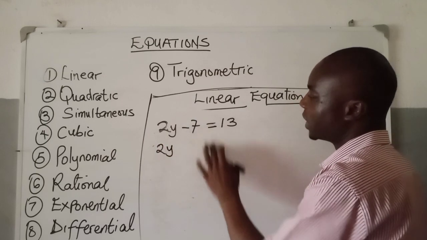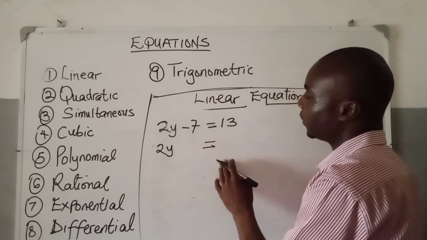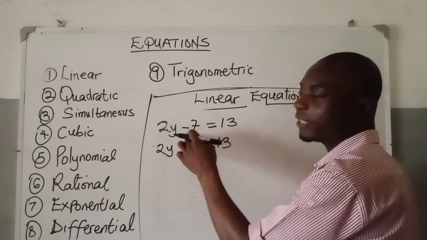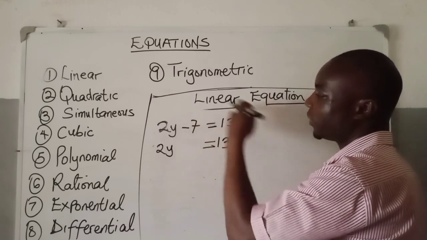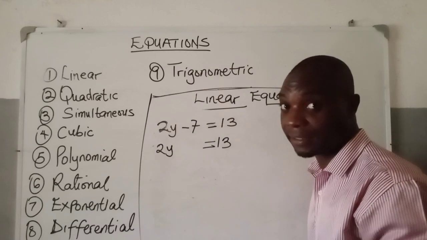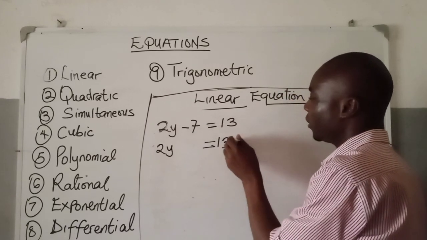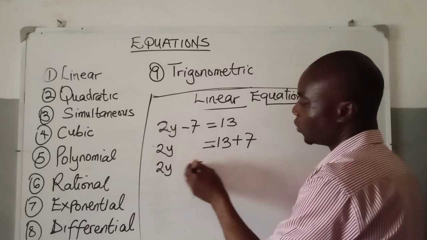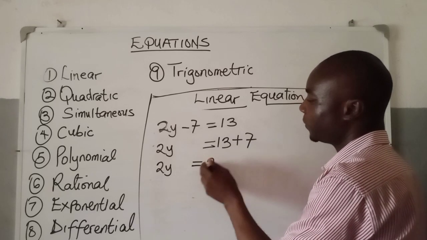Then we'll bring down our equality sign. We'll bring down our 13. Then minus 7 or negative 7 will cross the equality sign to come and join 13 because they are like terms. So that will change to plus 7. So I'll bring down my 2y, and that's equal to 13 plus 7 is 20.